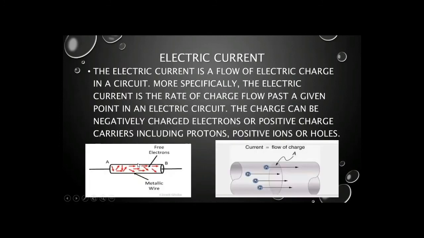Okay, so here we have another topic that is related to electric current. So how can we define a current? Current is simply a flow of electric charges in a circuit. Here we are going to study the movement of the electron, which is known as electric current. So the electric current is the flow of electric charges in a circuit. And more specifically, the electric current is the rate of charge flow past a given point in an electric circuit.